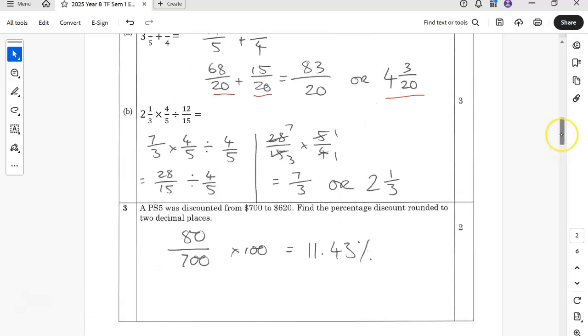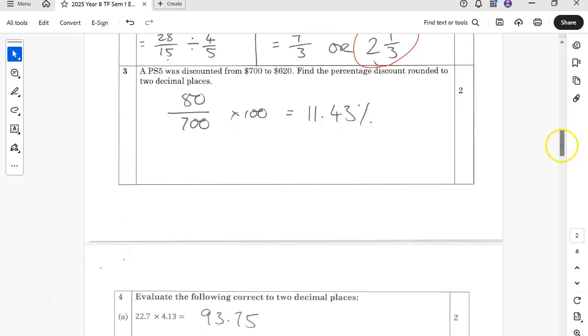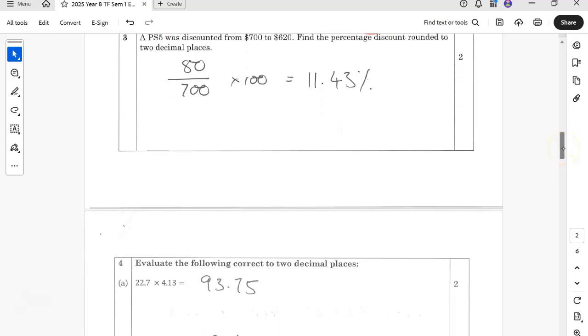In the next one, you're going to be converting to an improper fraction and then multiply across the top and the bottom. And then you divide by the second fraction. You get 28 over 15 divided by 4/5 because that's cancelled down. So invert and multiply, and you get 2 1/3. Here for the next question, the difference 700 minus 620 is 80.